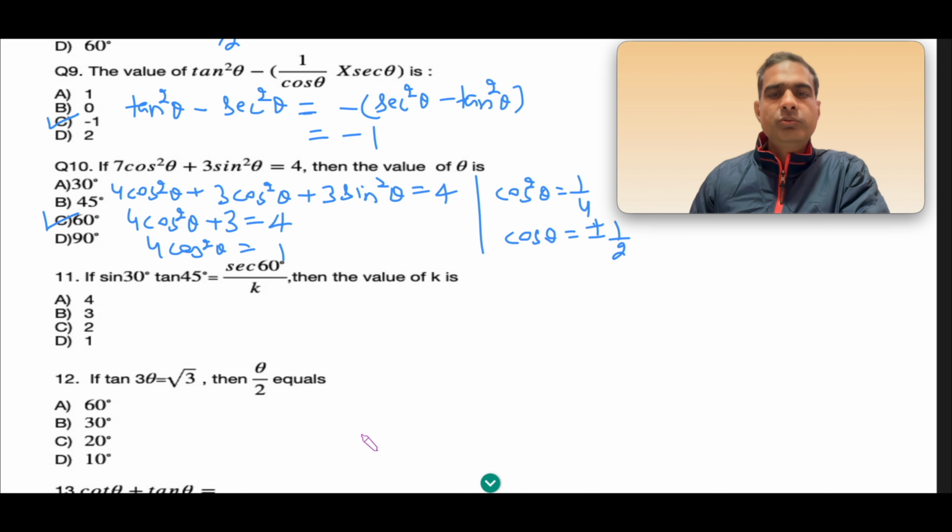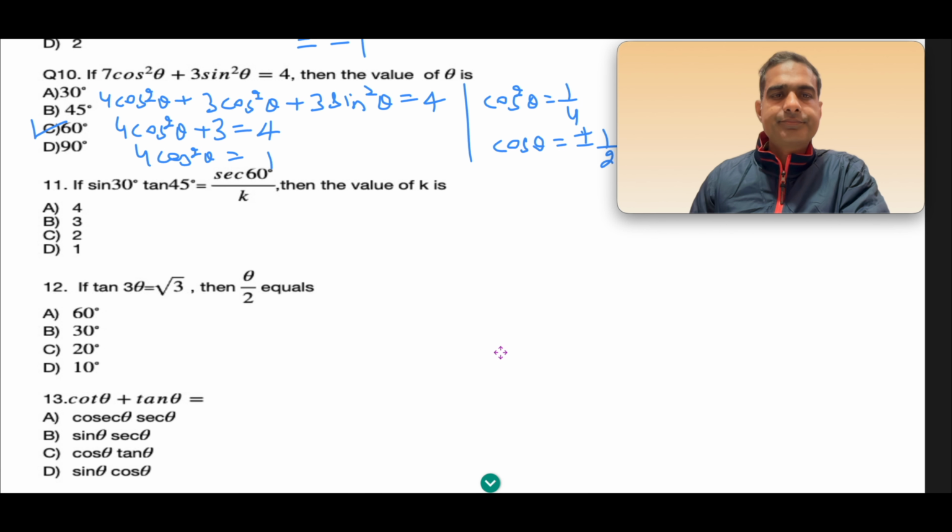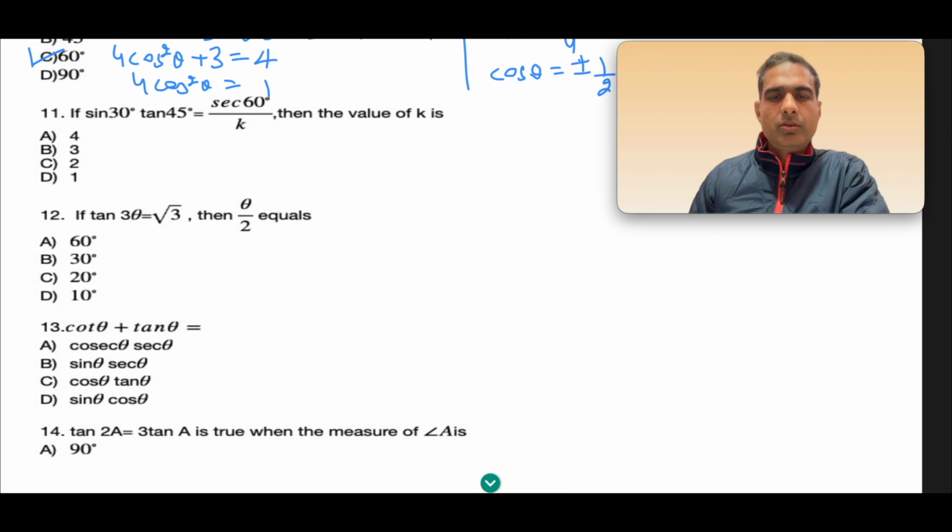So let's move to question number 11. Question number 11 is, if sine 30 degree tan 45 degree is equal to sec 60 by k, then the value of k is. So we have to just remember the values of the trigonometric quantities. Sine 30 is 1 by 2, tan 45 is 1, should be equal to sec 60. Sec is the reciprocal of cos. So cos 60 is 1 by 2.